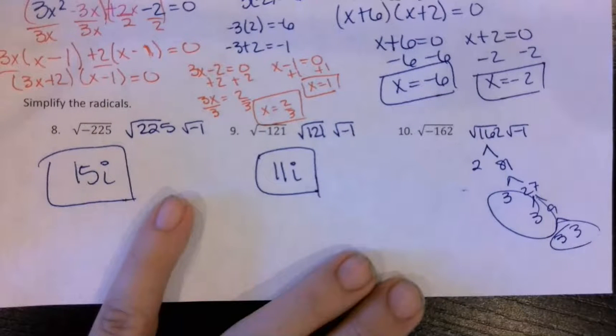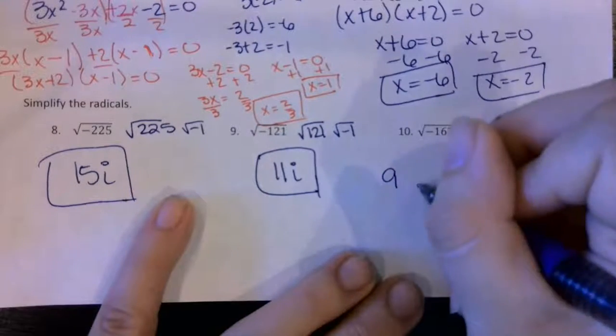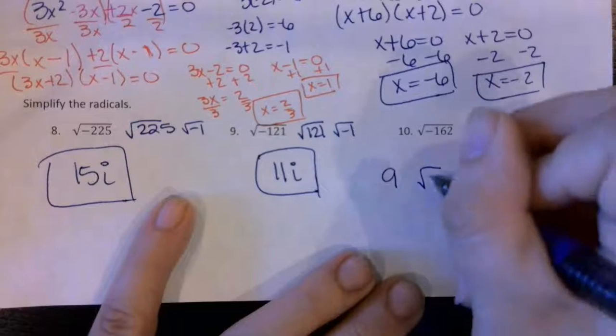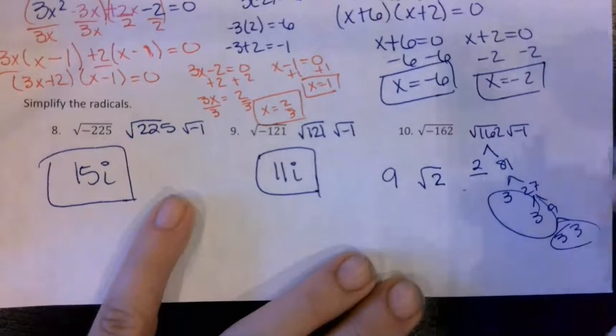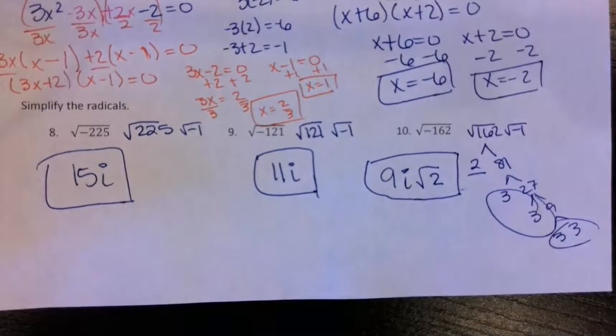So what I do is I multiply those together. 3 times 3 is 9. That goes on the outside. This 2 that's left over goes inside. And then I still have my negative 1, which is going to turn into an i. So my answer here is 9i square root of 2.